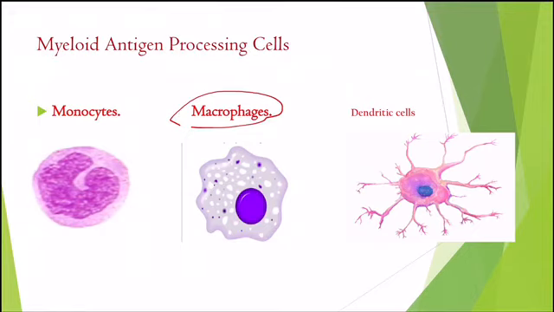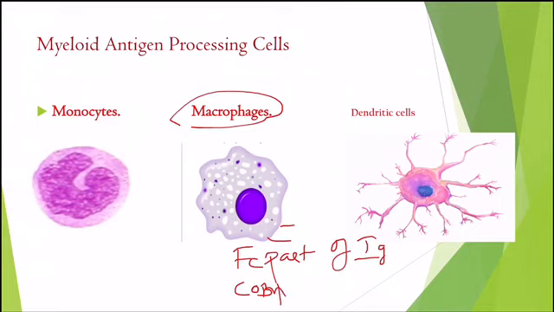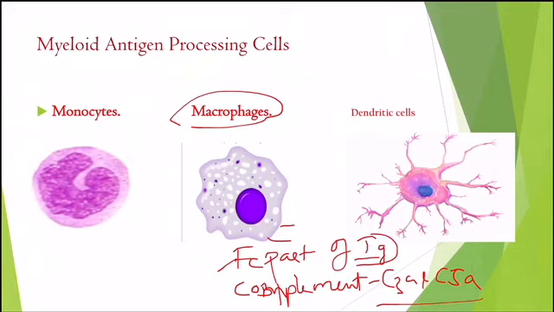Macrophages express surface receptors. The surface receptors are for the Fc part of immunoglobulin and for complement proteins, such as C3a and C5a. When the immunoglobulin and complement proteins bind to these macrophages, the phagocytosis process is enhanced. That is called opsonization. The immunoglobulin and the complement proteins serve here as opsonins.